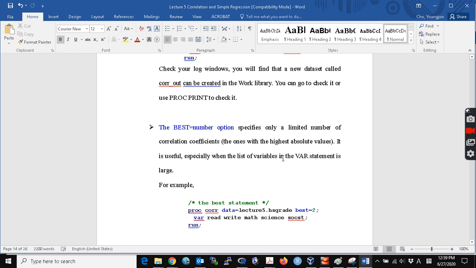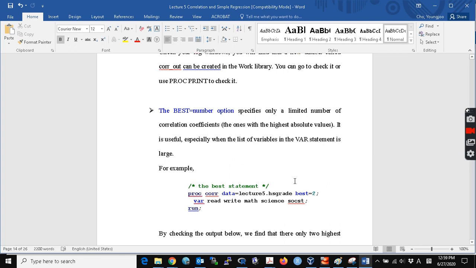If you have many variables and want to look at only some high correlations between the variables, this is very useful. You can limit the number of correlations that you get between variables. The order is by the absolute value of the correlation, highest first.